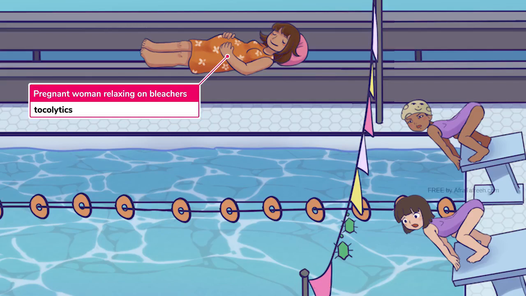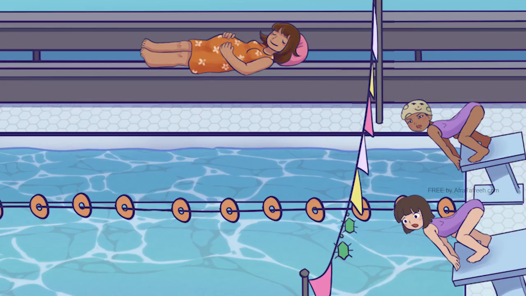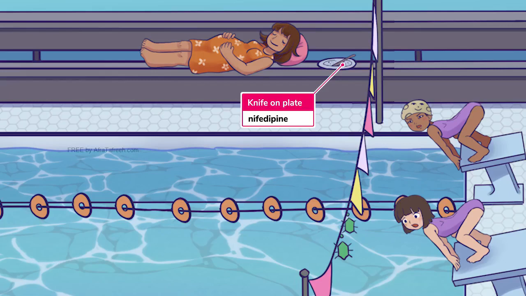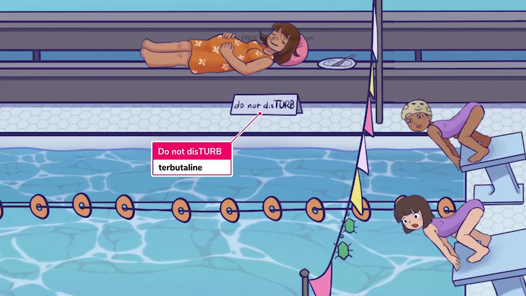Now, let's go over which medications are used as tocolytics. Nifedipine, symbolized by this knife on a plate next to the relaxed pregnant woman, works as a tocolytic by blocking calcium from entering into the myometrial cells, preventing them from contracting. Terbutaline, a beta agonist, is also used to reduce contractions. We're representing terbutaline here with our recurring do not disturb sign.